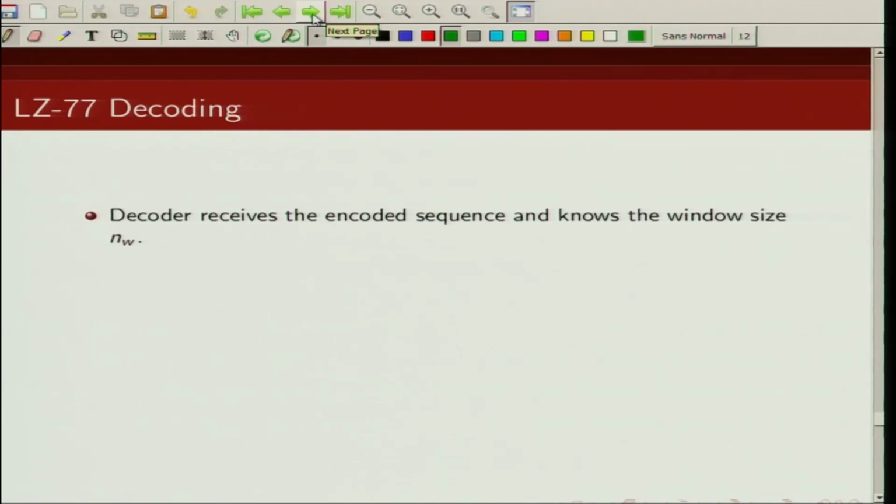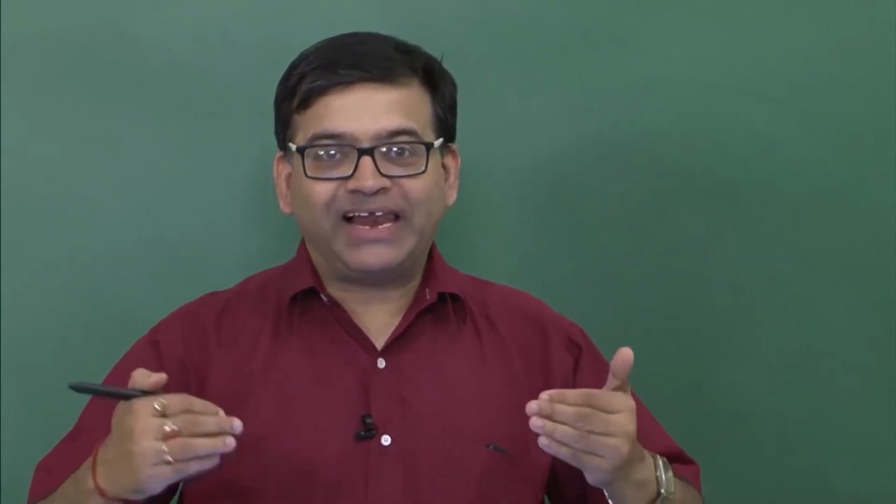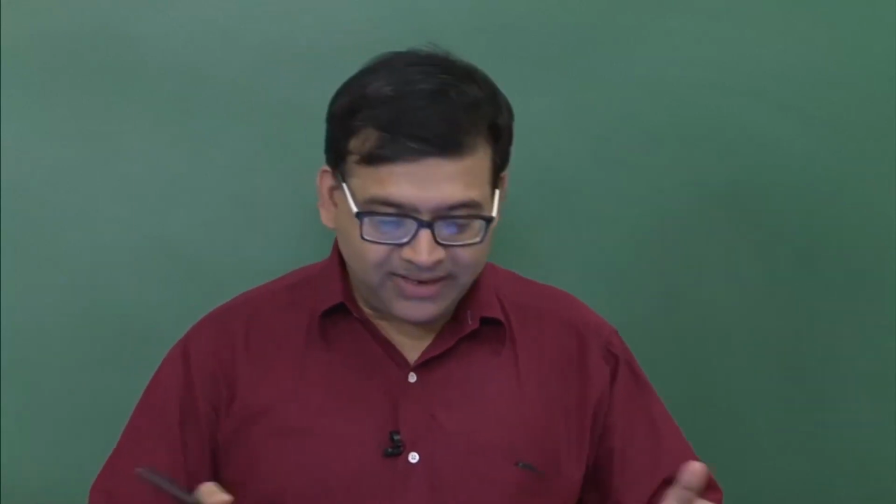Now, how does the decoding happen? The decoder will receive this encoded sequence, which is nothing but the initial NW bits and the encoding of L and M. So the first thing that the decoder has to do is, from the received sequence, find out the values of Li and Mi, right?